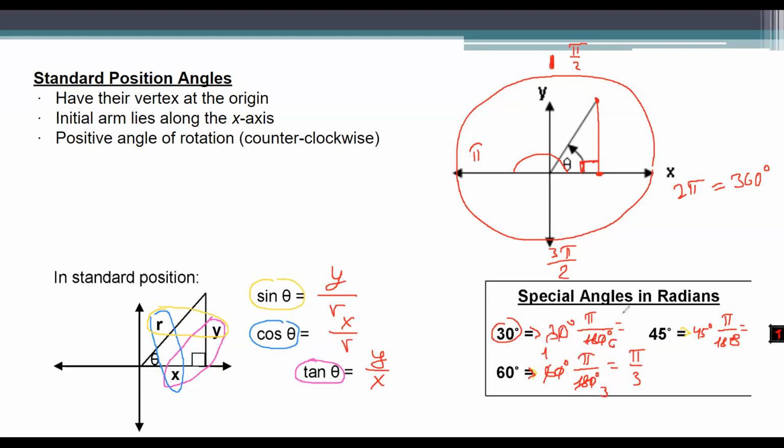For the rest of the angles, for example, the 30-degree angle, we can simplify again, and we're going to get 6. So pi over 6 is a 30-degree angle in radians. 45 degrees, so 180 divided by 45 would give us 4. So pi over 4 is 45 degrees.